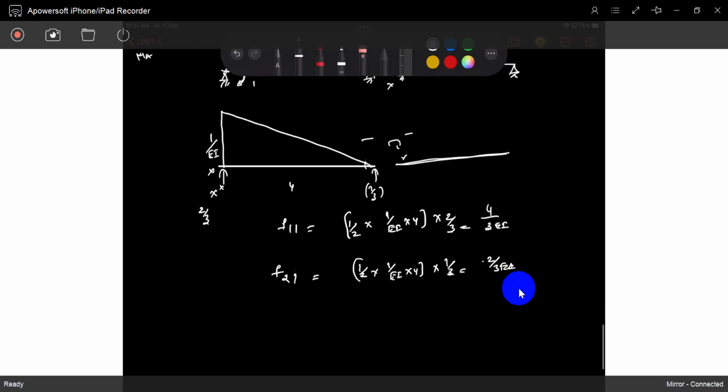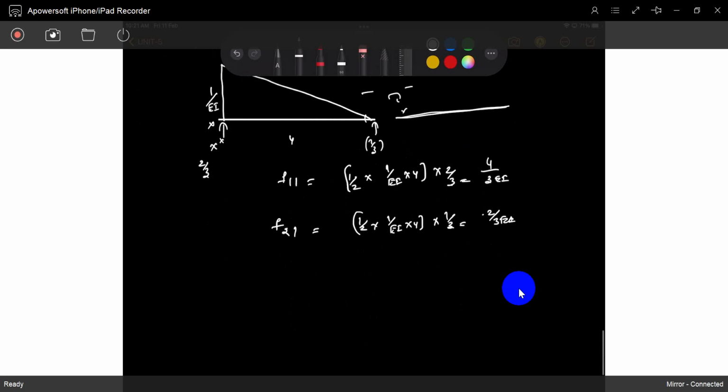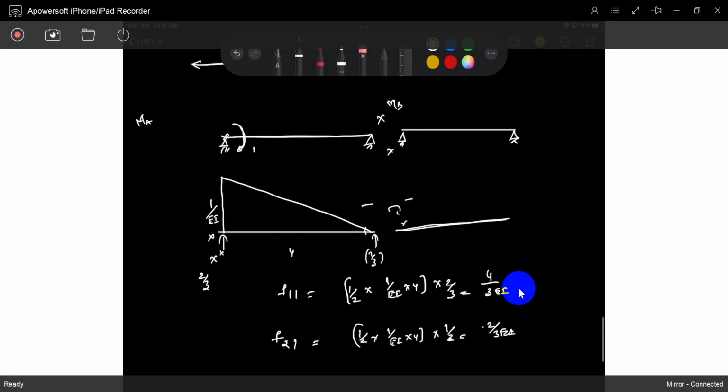Now comes the second part, which is important. The second part is the MB direction. Sir, MB: clockwise or anti-clockwise? That is the problem. MB is either hogging or sagging only. Now what direction did you take here? You take hogging as positive. Here also you take hogging.